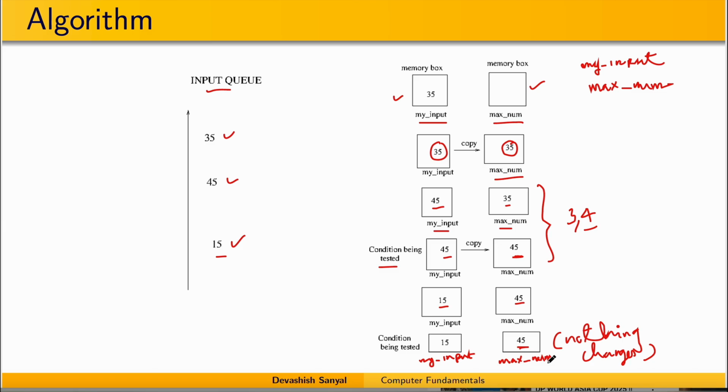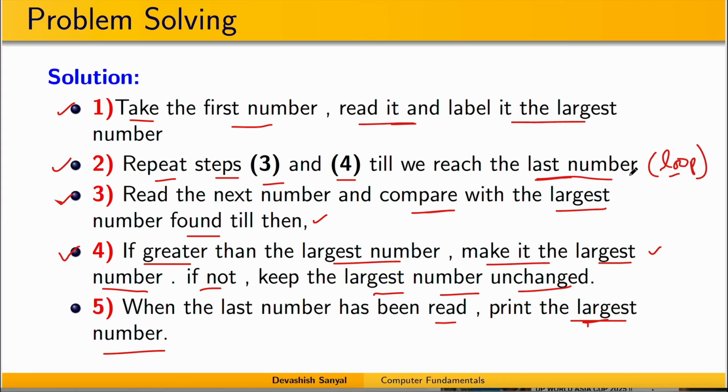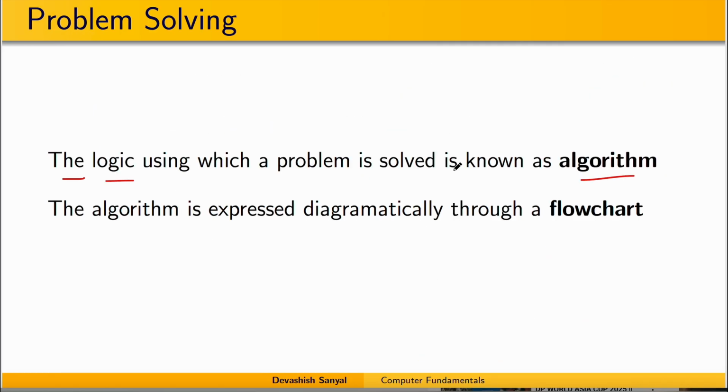Clear? So what we did was the logic using which a problem is solved, which is called an algorithm. This is the logic we are using. And then there is another term called flowchart. A flowchart is nothing but the algorithm expressed diagrammatically. And we'll see how to represent the algorithm diagrammatically through a flowchart.